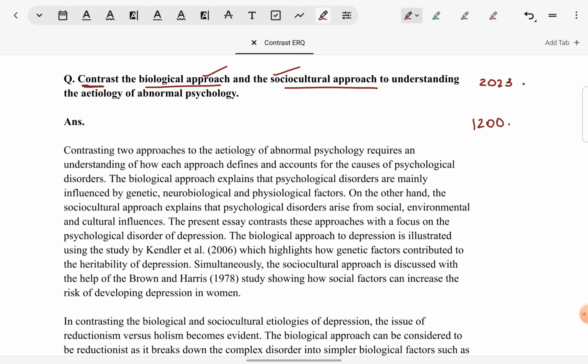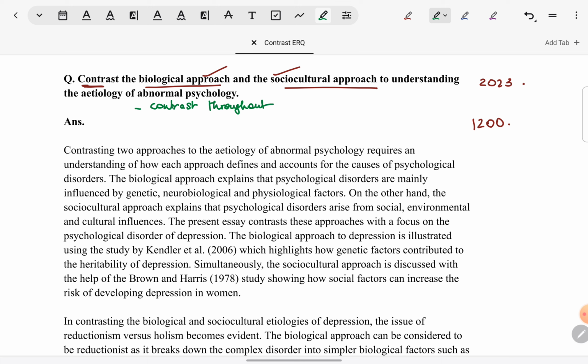So keeping all that in mind, let us see what is the structure of this answer and how it scores on different criteria. That's my main agenda. Firstly, when they ask us for a contrast ERQ, be it for paper 1 or paper 2, we have to make sure that we contrast throughout. That is the major requirement for this answer.